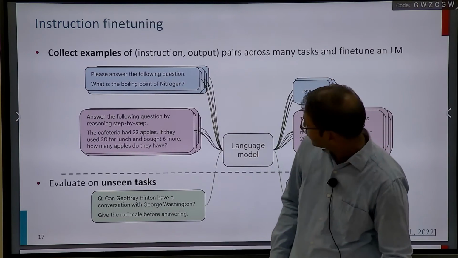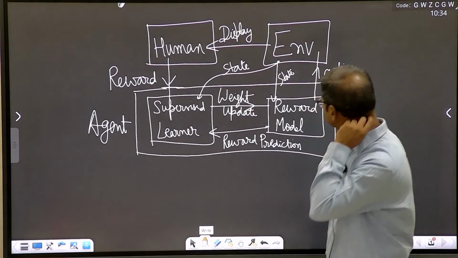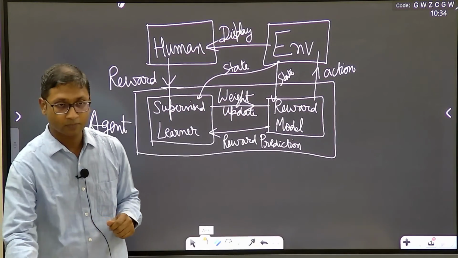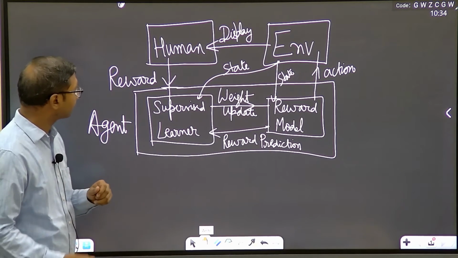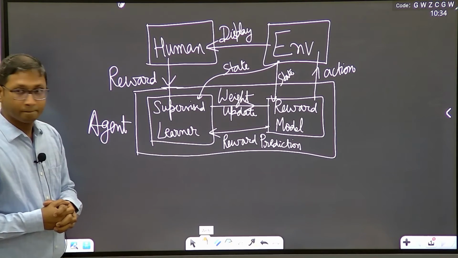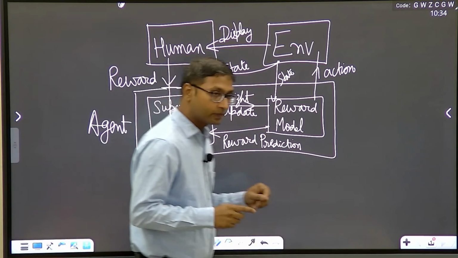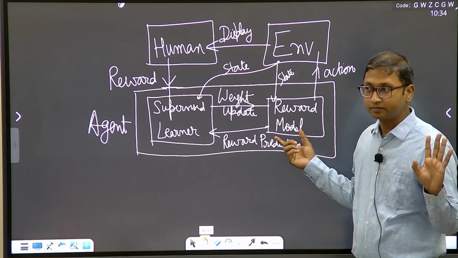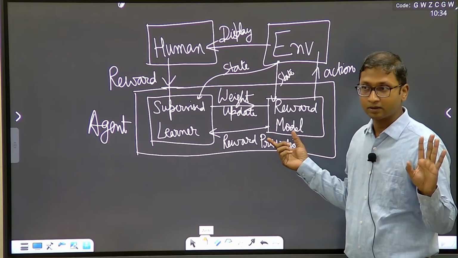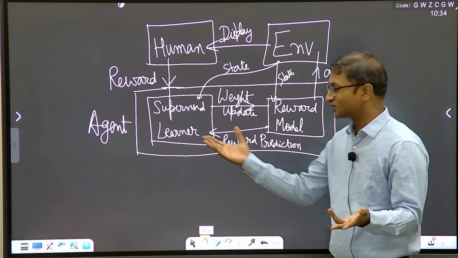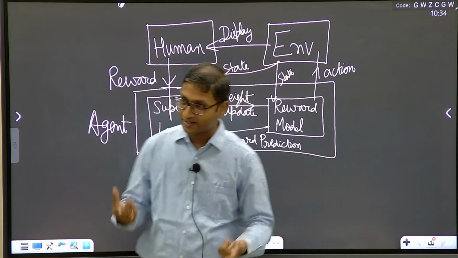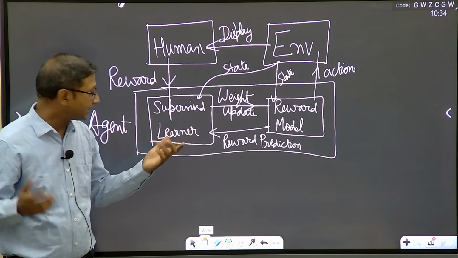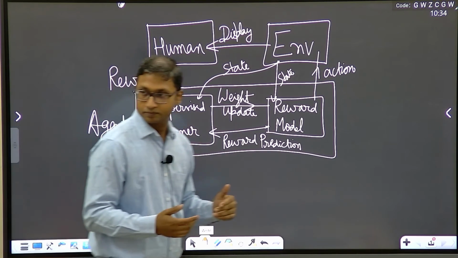So, again we go back to what we were doing. Where do our LLMs fit here? Agent, right? LLMs are my agent, right? So, that is the only thing left. Nice. Supervised learners. So, assuming LLMs fit here, what else do we want?